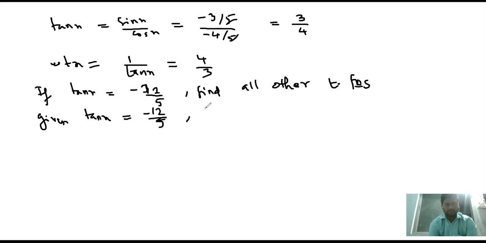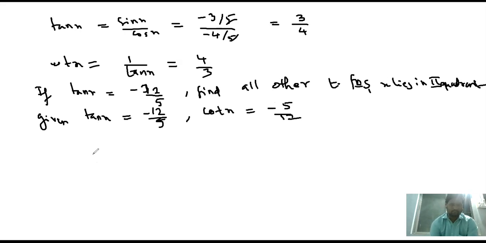So now what is the reciprocal of this? Cot x is equal to minus 5 by 12. And also one more thing, x lies in the second quadrant. So now we have tan x minus 12 by 5, cot x minus 5 by 12. We can use the identity in terms of tan: 1 plus tan square x is equal to sec square x.